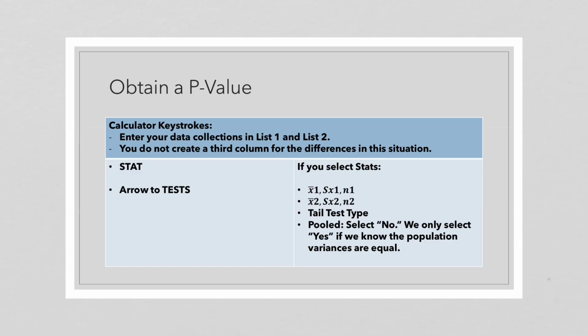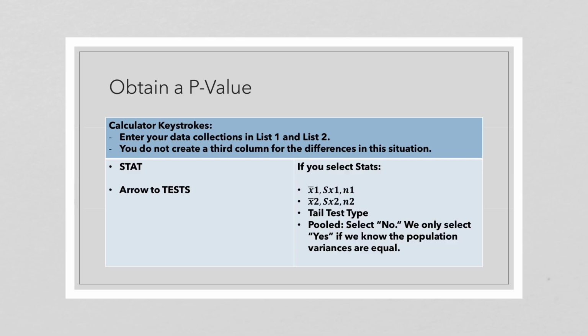We're going to go ahead and obtain our test statistic and our p-value using our calculator. The first thing that you would want to do is enter your data collections into list 1 and list 2. The main note that I would give you there is just make sure that you remember which group went into list 1 and which group is going into list 2. So maybe make a note of that on your paper as you're going through these tests. You do not need to create a third column for the differences in this situation because these samples are independent.